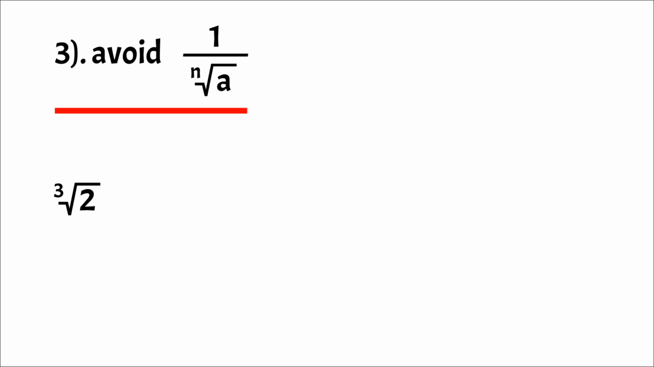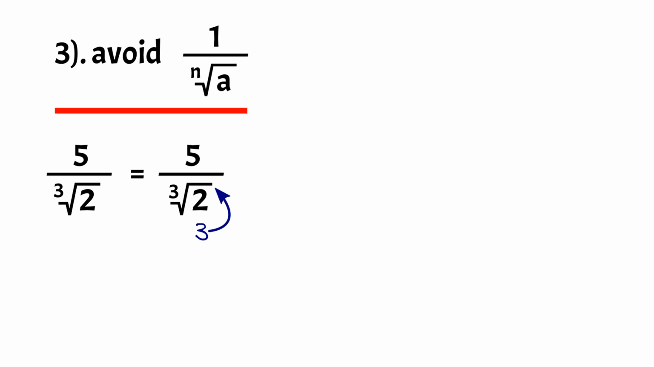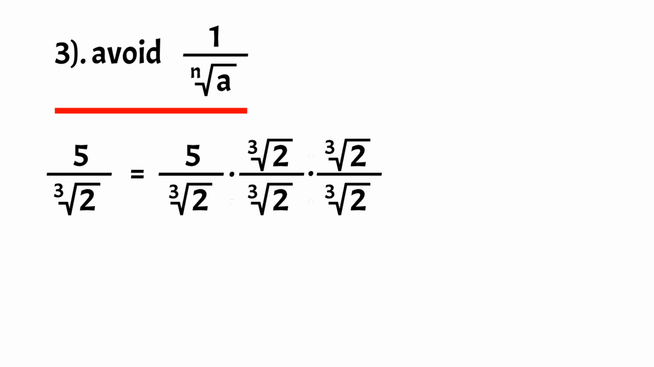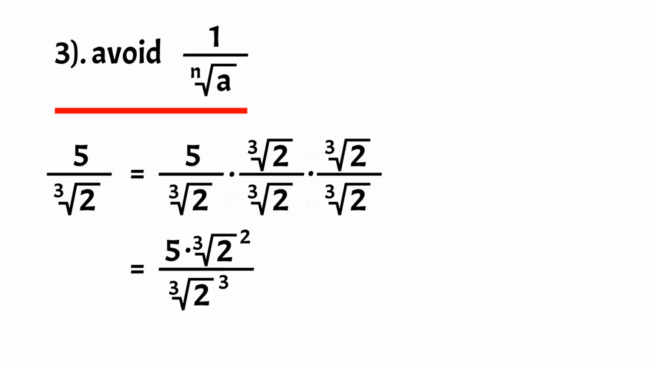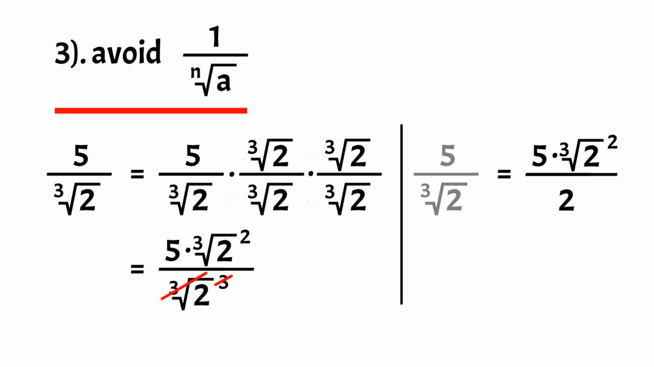But what if it's cube root down there? Similar trick. But to get rid of a cube root, we need power of 3. So, we need 3 roots in the denominator. Thus, we multiply the expression by this twice. Then, we change the multiplications of roots below and also above into exponentiations and simplify the denominator.